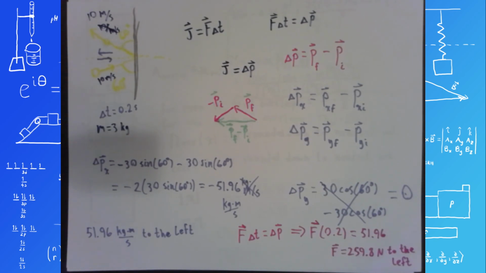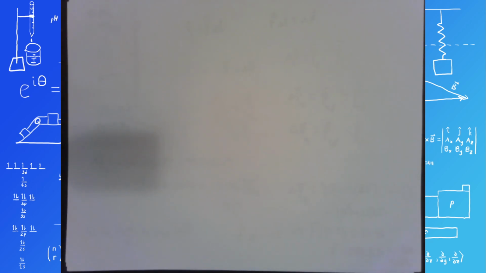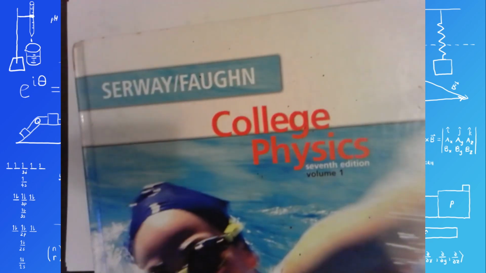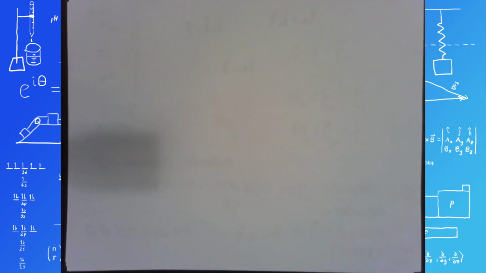Okay, here's one, number 21 in my book. And in case you're wondering which book I'm using, I guess I can just show it to you. I'm using, yet again, College Physics by Serway and Faughn. I use this book a lot, especially for algebra-based physics.